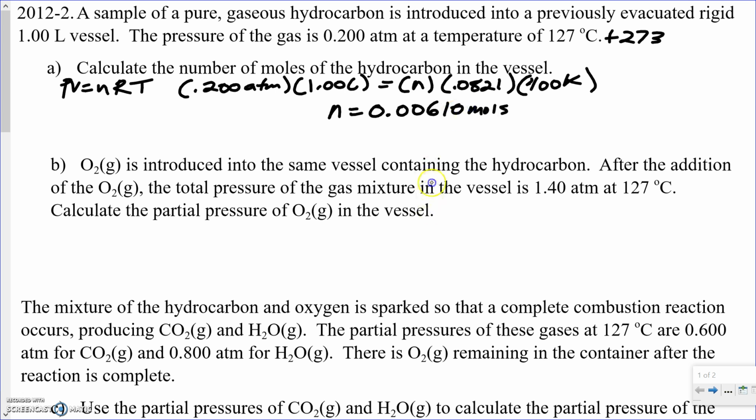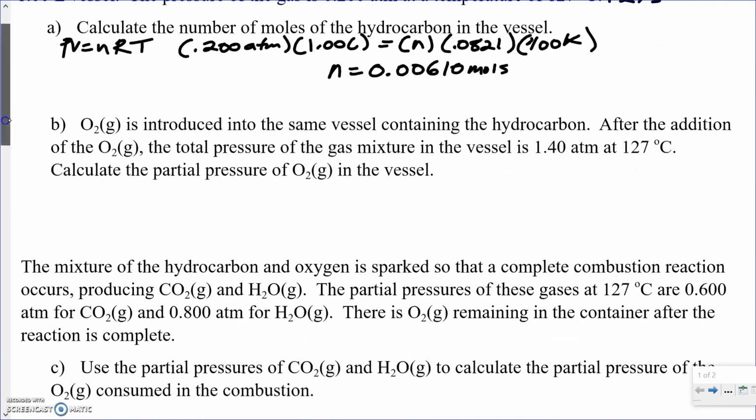moles of our hydrocarbon. We're going to keep 3 sig figs in our answer because we have 3 in the 1.00, 3 in the 0.200, and 3 in the 127. I know you may see that 400 and think 1, but always go back to that original number. Okay, so that's A. Easy peasy.